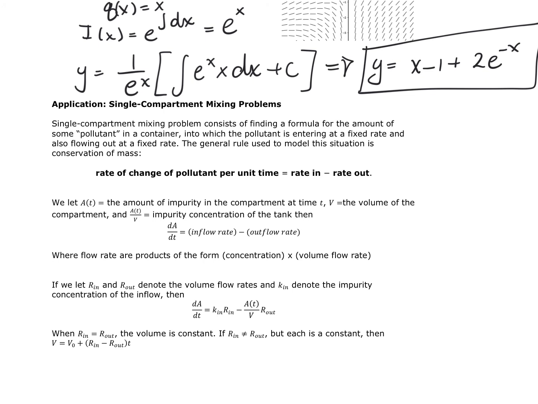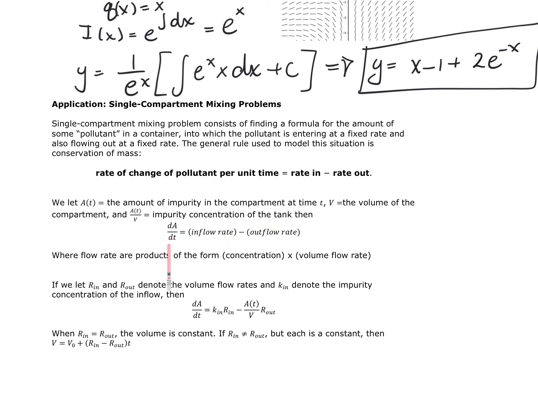So like if you are mixing saline into pure water, and at the same time you're mixing the saline in, the volume is not increasing, so we have this outflow. So the pollutant would be the saline. So the rate of pollutant per unit of time is equal to the rate in minus the rate out. So we let A of t equal the amount of the impurity in the compartment at some time t. V is the volume of the compartment. And so A of t divided by V is the impurity concentration of the tank.